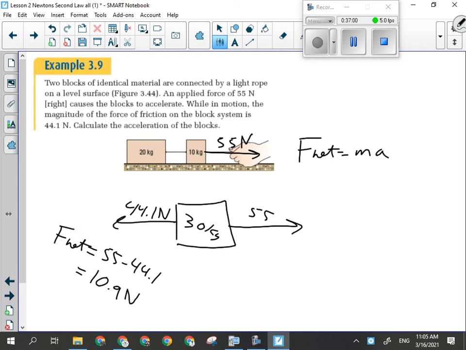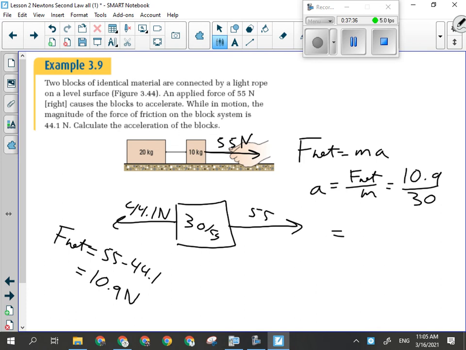And what would people do? They divide this number here by 10 instead of 30. The whole system is accelerating, not just the 10 kilogram block. I calculate the acceleration of the 10 kilogram block by calculating the acceleration of the whole system. The whole system accelerates together. Okay, that's what we have to remember about systems. They accelerate together. Okay, so the acceleration is going to be F net divided by m. That's 10.9 divided by 30 kilograms.